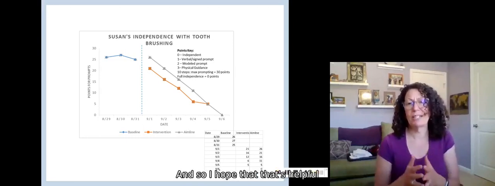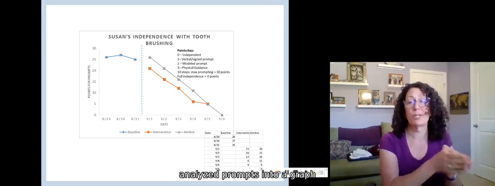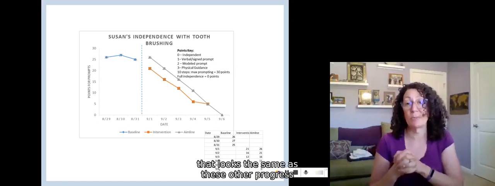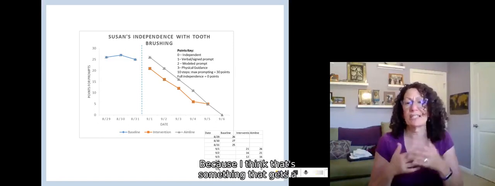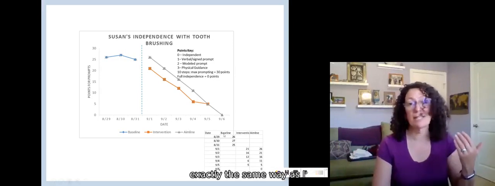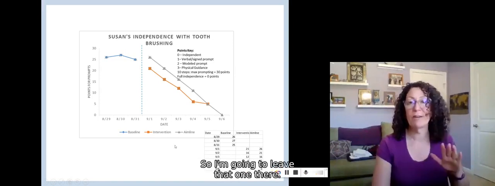So I hope that that's helpful in terms of turning your task analyzed prompts into a graph that looks the same as these other progress monitoring graphs that includes an aim line. Because I think that's something that gets a little bit confusing for people. The way that I created this graph is exactly the same way as I described in the other two videos. So I'm going to leave that one there.